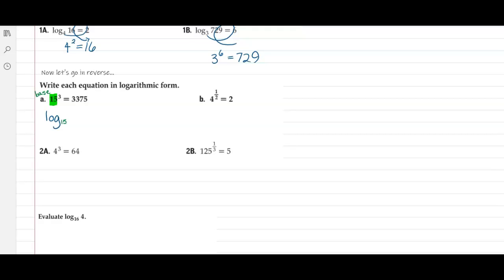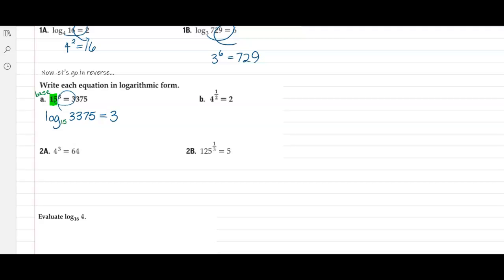The log base 15. Now, we only have 2 numbers left, 3 and 3375. If I start by putting a 3 here, it's going to look just like I'm copying this equation, and I don't want to do that. So I'm not going to use the 3. I'm going to use 3375 equals the number that I have left, 3. Another way to think about it is to try to make that e again. We're going from exponential form. The log base 15 of 3375 equals 3.